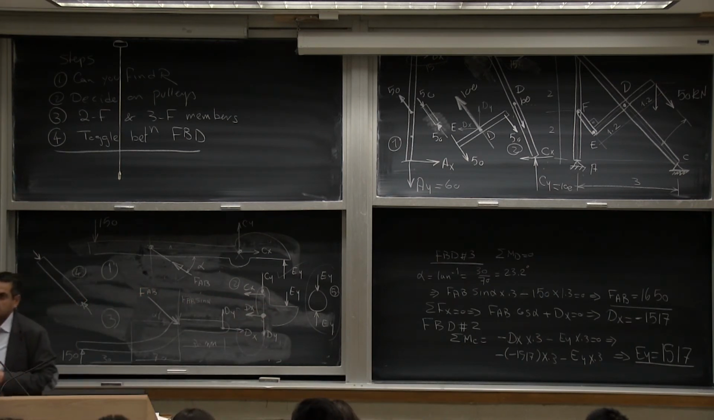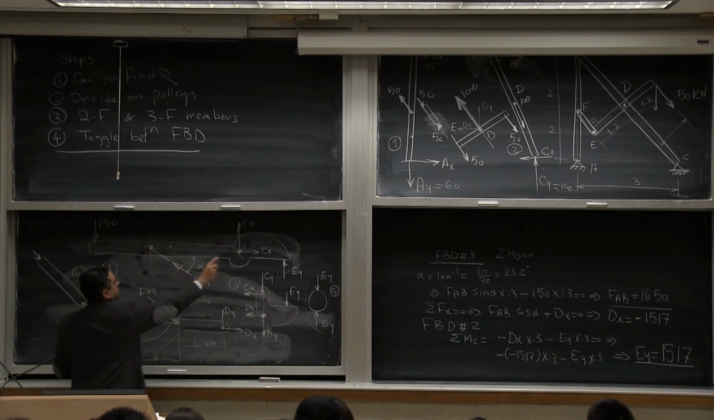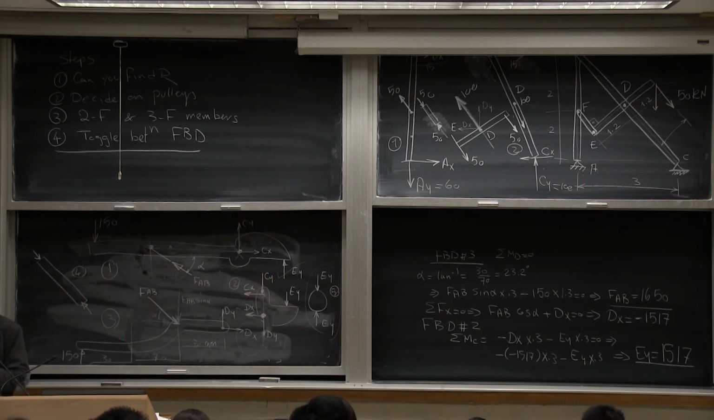Isn't that like one extra step though? Because if you go back to number 1 and take the moment about C, you know F would be 150, then you're just solving for EY. Yeah. So what she's saying, you know this is 1517. If you take the moment here, you immediately get EY, and that's also okay. So both of them are fine.